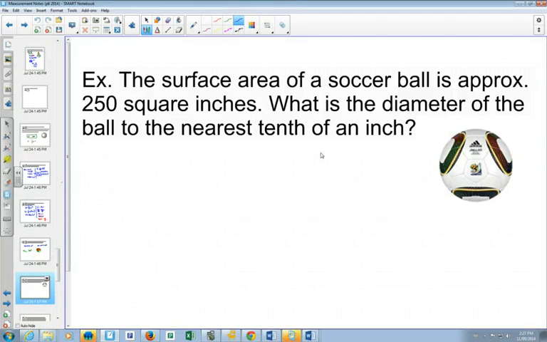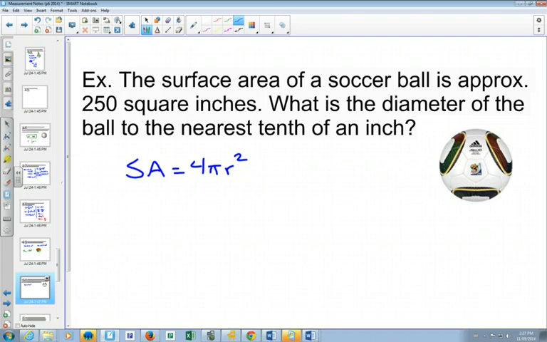So again, when you get used to using formulas and you have a bunch of formulas which you can use, you look at the shape. We're dealing with a sphere, we know the surface area, so just off to the side I say, well, I know the surface area formula for a sphere, that's 4 pi r squared. Okay? And we know that that surface area is 250 square inches. We want to find the diameter.